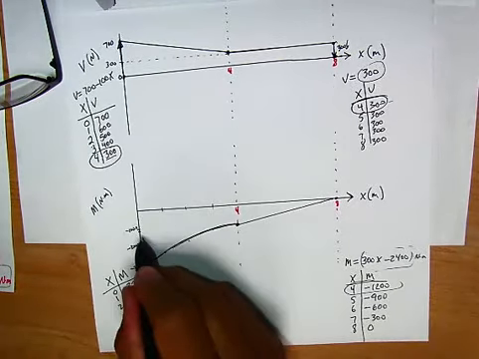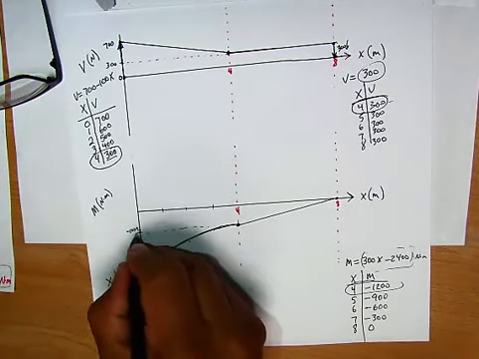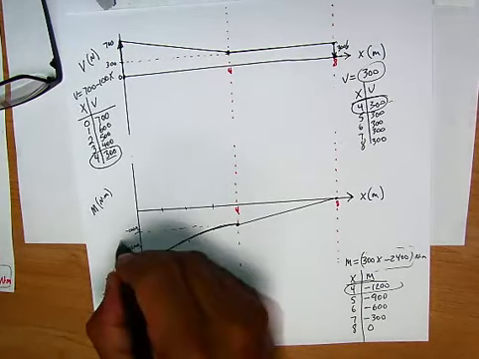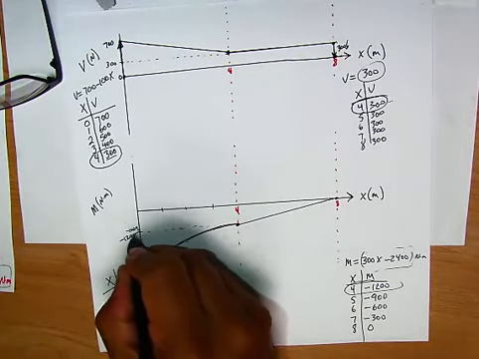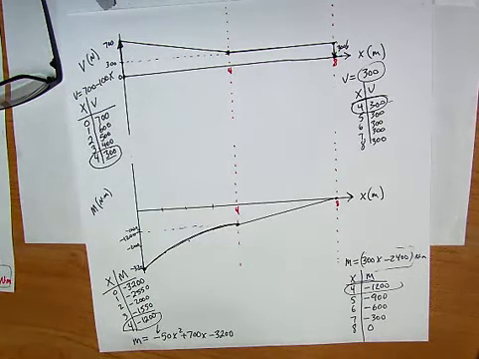This point right here, point of interest, it is negative 1200. You should always write your points of interest, such as this one right here. And I think that pretty much concludes this problem.